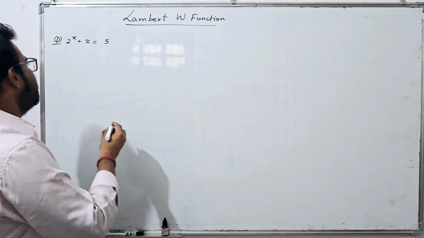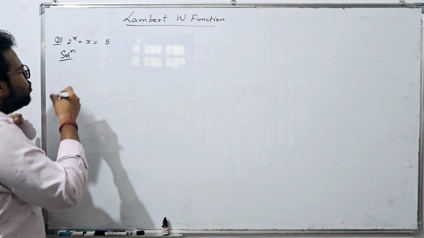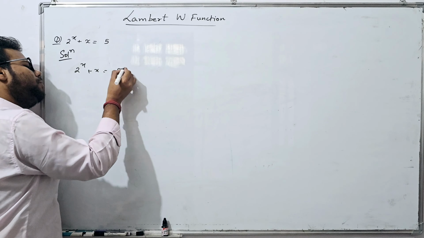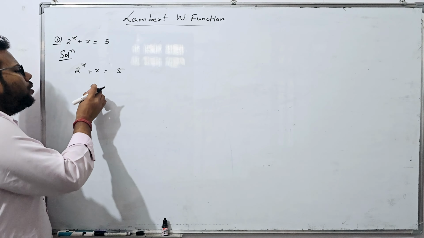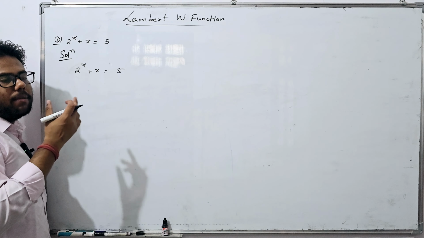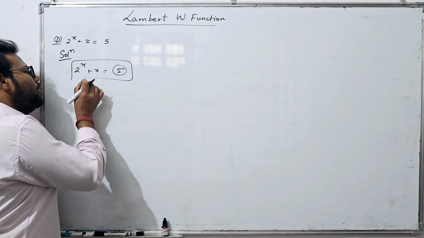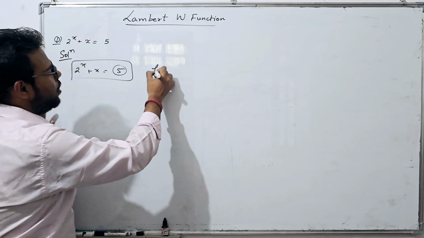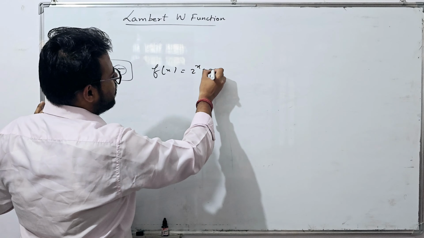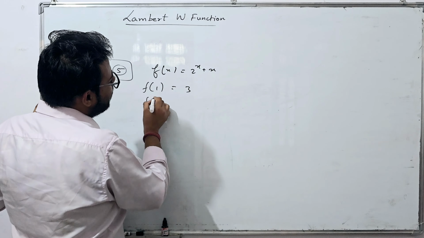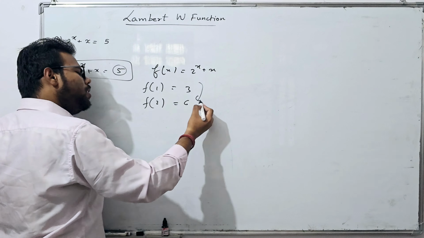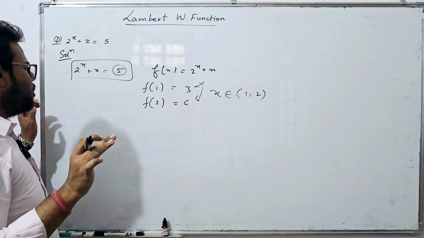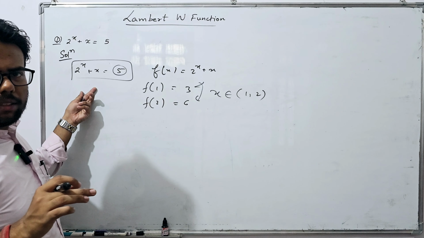So let's see the problem now. You're given 2 raised to the power x plus x is equal to 5. Now the question arises that we can't apply the hit and trial method either. If you substitute 1 as a hit and trial, you get 3; for example, f(x) is equal to 2 raised to the power x plus x. f at 1 is equal to 3, f at 2 is equal to 6. It means that x lies between 1 and 2. We can say this since it is an increasing function.